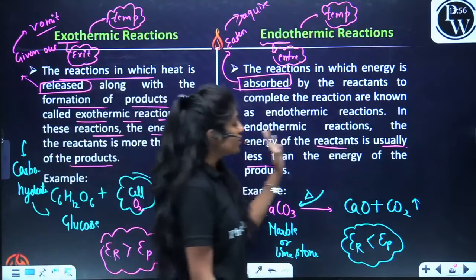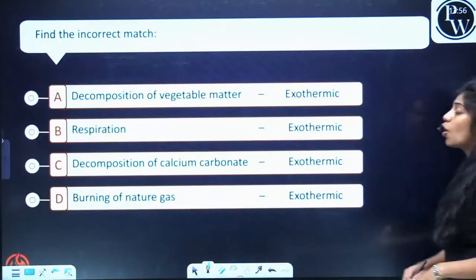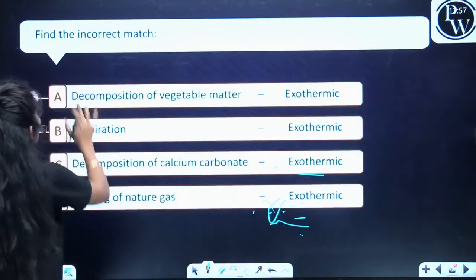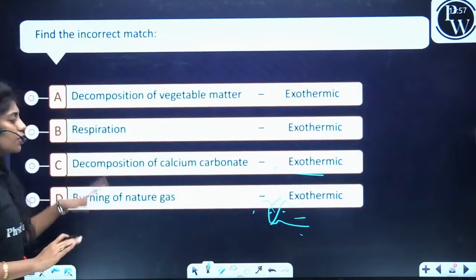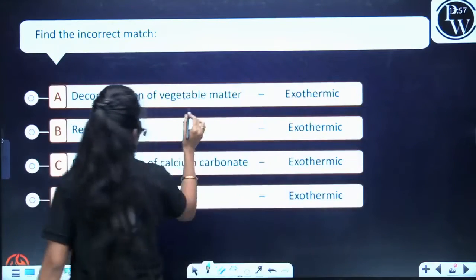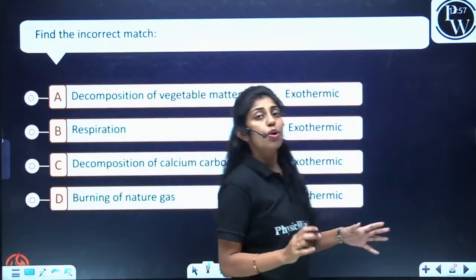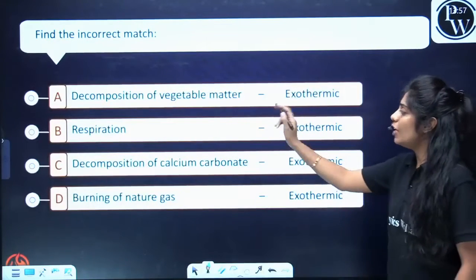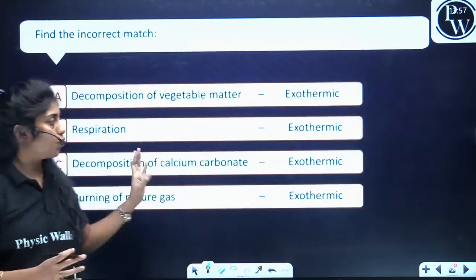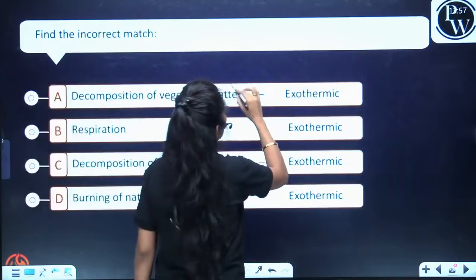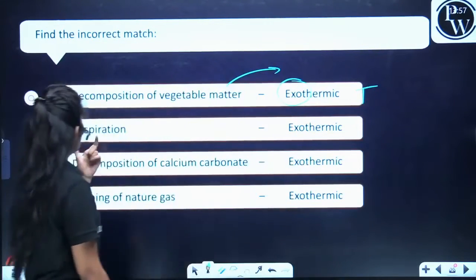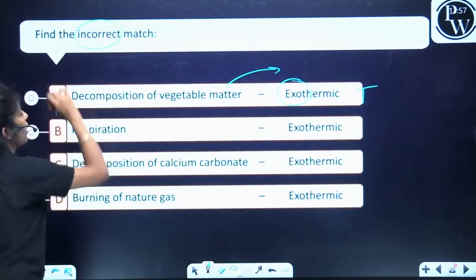Yes. So this is the broad classification of all the kinds of reactions in the universe, exothermic and endothermic. Now find the incorrect match. You can definitely expect such kind of questions. The decomposition of vegetable matter is exothermic. Is it true or false? Yes. When decomposition of vegetable matter occurs, it creates humus, releasing energy in the form of heat. So, if it is releasing the energy, it will be exothermic or no? Yes, true.